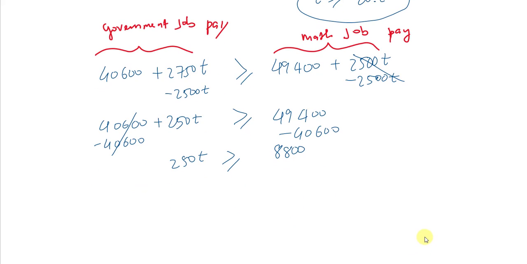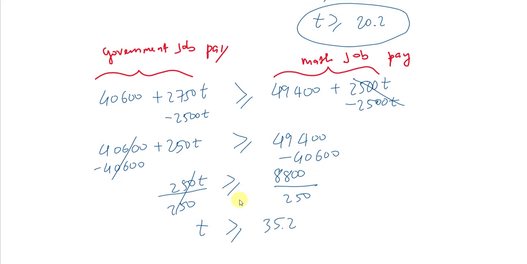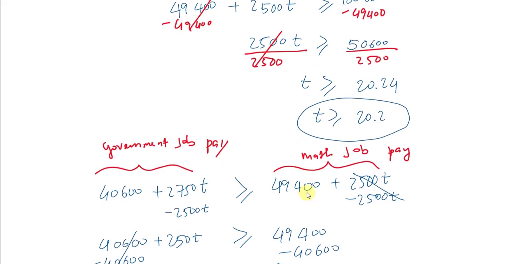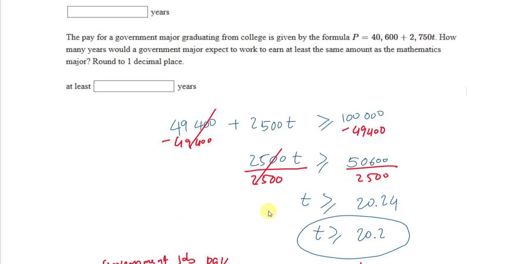And then to solve for t, I have to divide by 250 on both sides. T divided by that, divide by 250, so 35.2. So you have to work at least 35.2 years for the government jobs in order to get the pay to be equal to the pay for the math jobs. So 35.2 years later, and we already had that in just one decimal place, so 35.2.